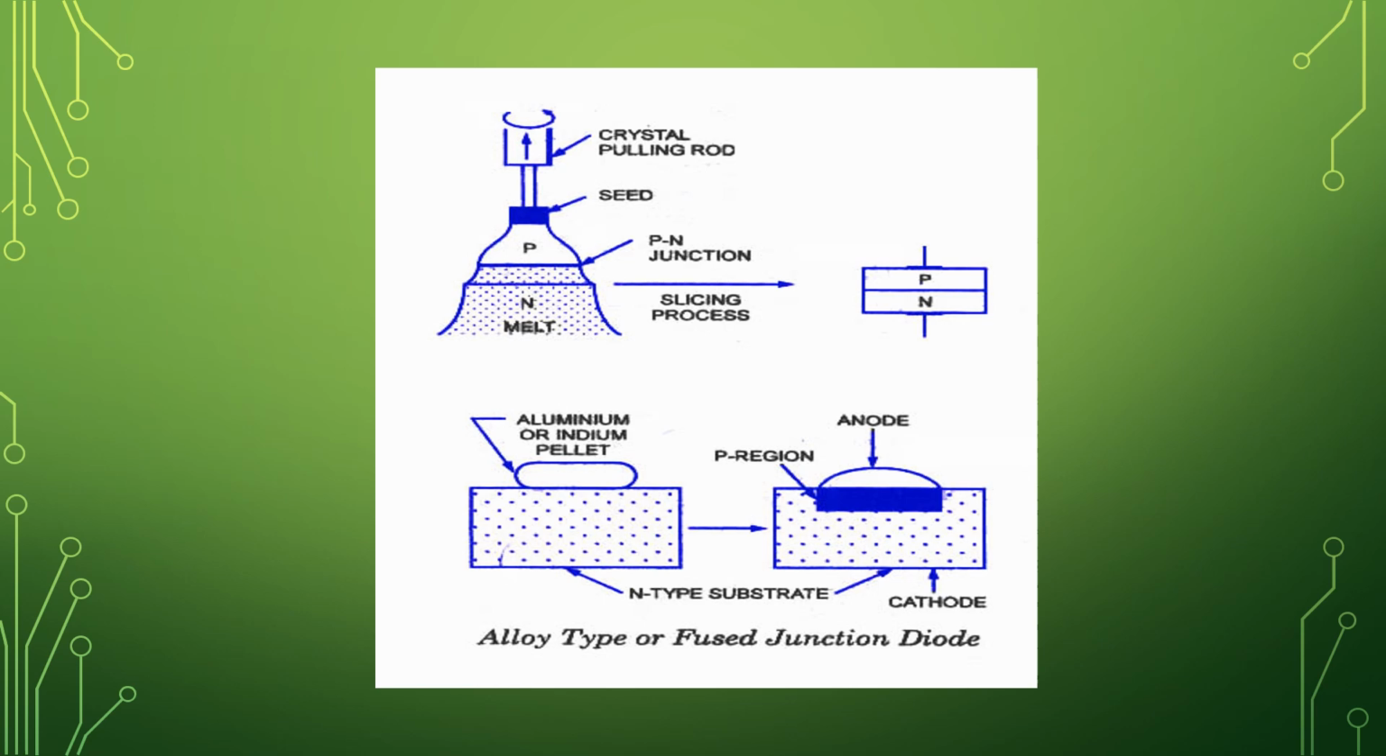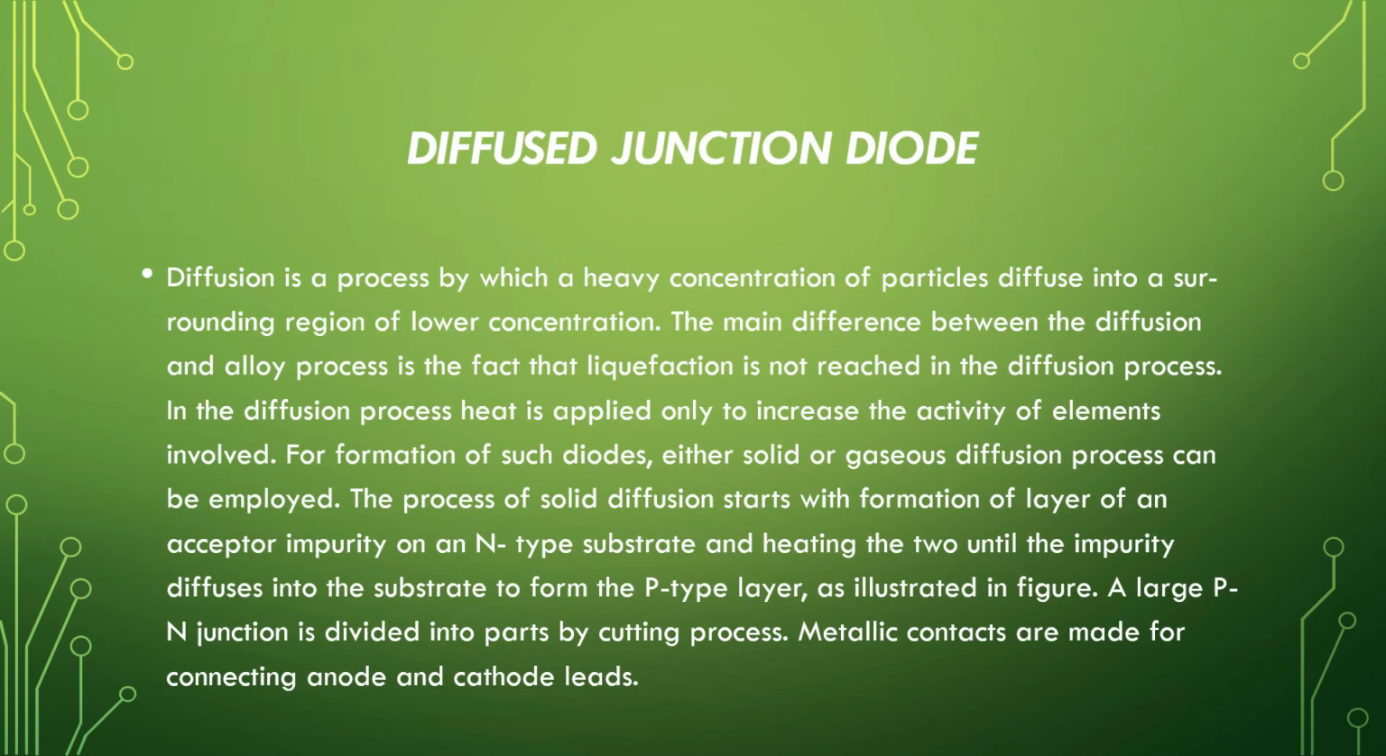And the slicing process is done like this. Aluminium or indium pellet is placed here above the n-type substrate and the cathode, and this is the p region and the anode. Alloy type or fused junction diode.